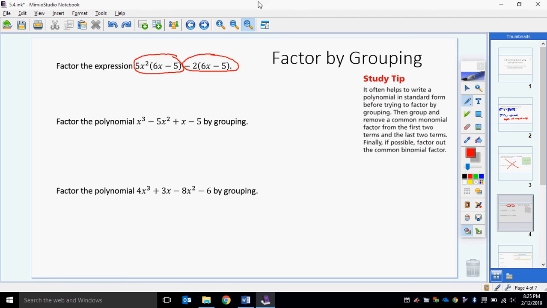And looking at these two terms, I can take something out of both of them. I can factor something out. Now, if you notice, in both of them, there's this parentheses that says 6x minus 5. I'm going to factor that out. And when I do so, what remains in my first grouping is the 5x squared, and my second grouping is my minus 2.